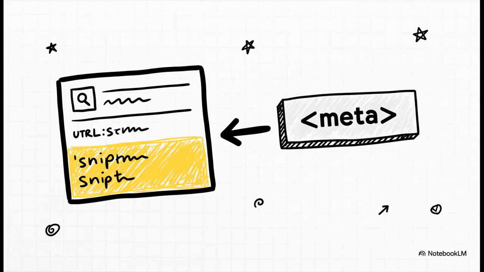And then you've got the meta description tag. Think of this as your website's elevator pitch. It's that little snippet of text under the title in the search results. This is your chance to grab someone's attention and convince them that your page is the one they should click on. It can make a huge difference.